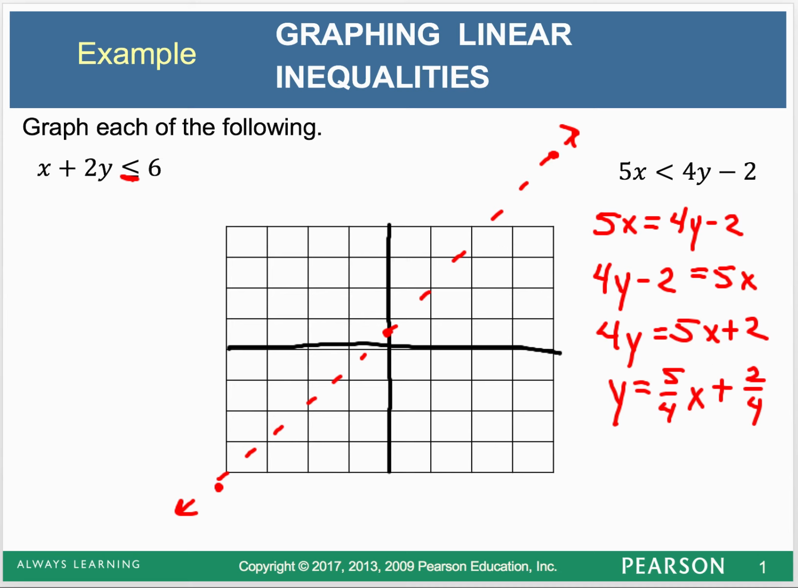Okay, then after that, I need to see which side to shade, which side is my actual total answer here. Since it does not go through this point 0, 0, I'm going to plug that in up here and ask myself, is 0 less than 0 minus 2, which is minus 2? Is 0 less than negative 2? No, 0 is not less than negative 2. That's not my answer. That means I'm going to shade the other side.